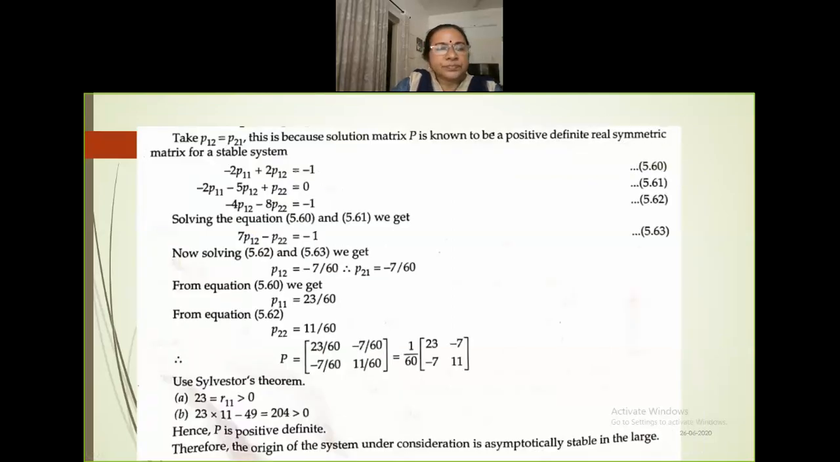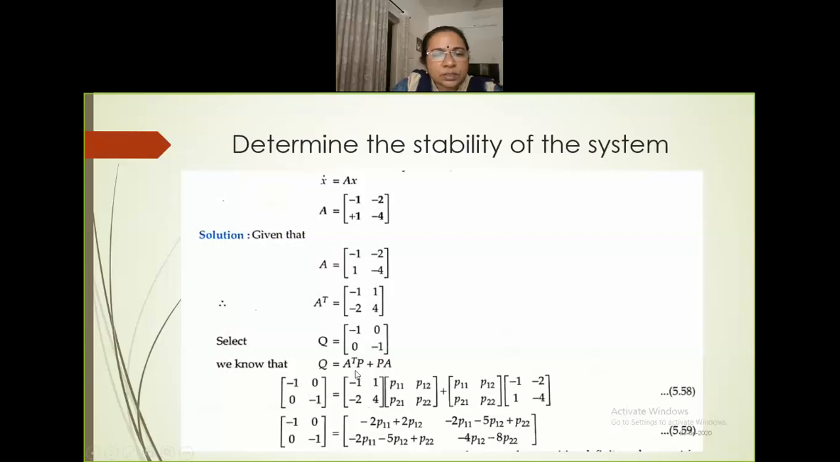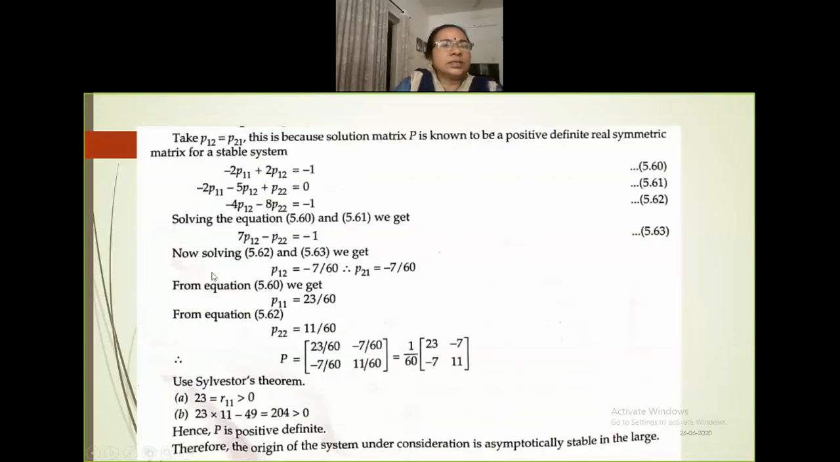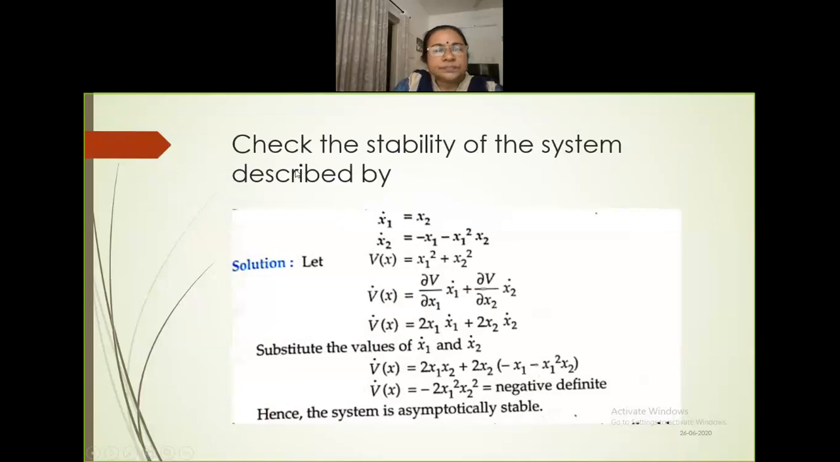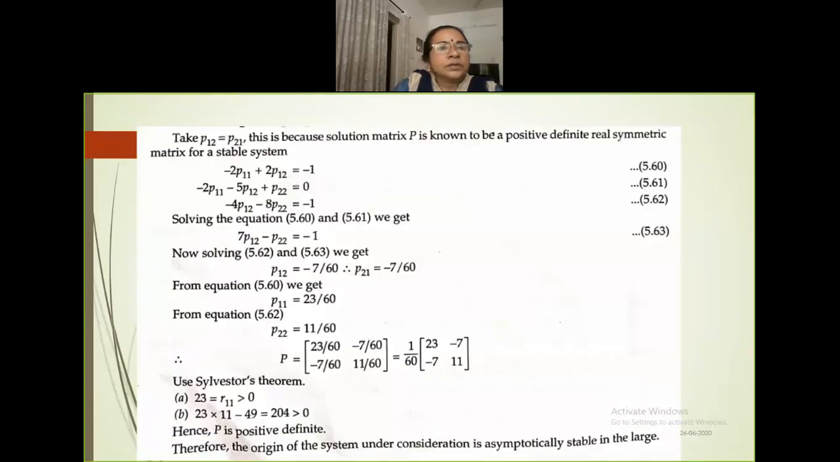Then Q is minus 1, 0; equate to A transpose P plus PA. Then simplify it and you will get this equation. Taking P as P11, P12, P21, P22, then equate and you will get equations. Take P12 equal to P21, because the solution matrix P has to be a real symmetric matrix for a stable system. While solving this, you will get these three equations.